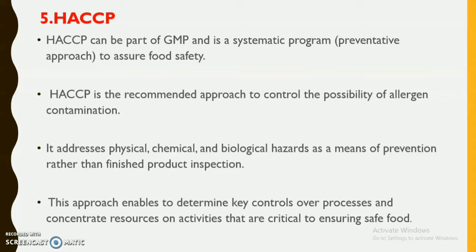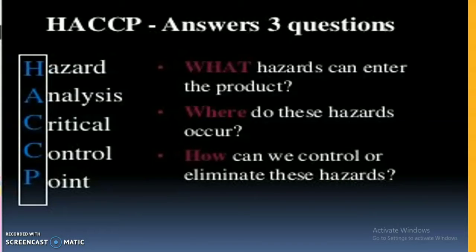This approach enables us to determine the key controls over processes and concentrate resources on activities that are critical to ensure safe food. HACCP, hazard, what is hazard? That is, what hazard can enter the product? Then where do these hazards come from? Then how can we control or eliminate these hazards? These are the 3 main questions coming under hazard analysis critical control point, or HACCP. HACCP gives the answers to these 3 questions.